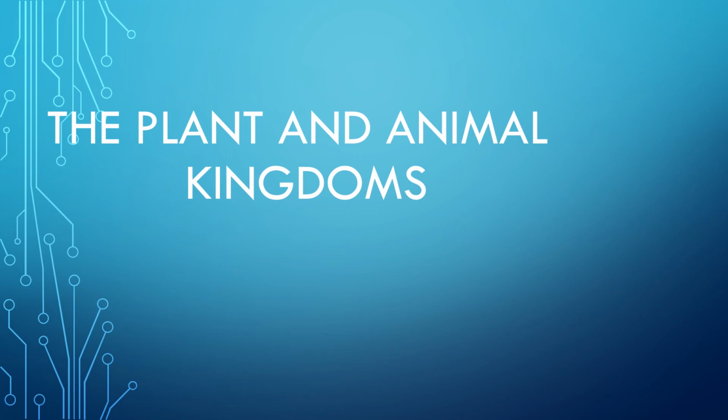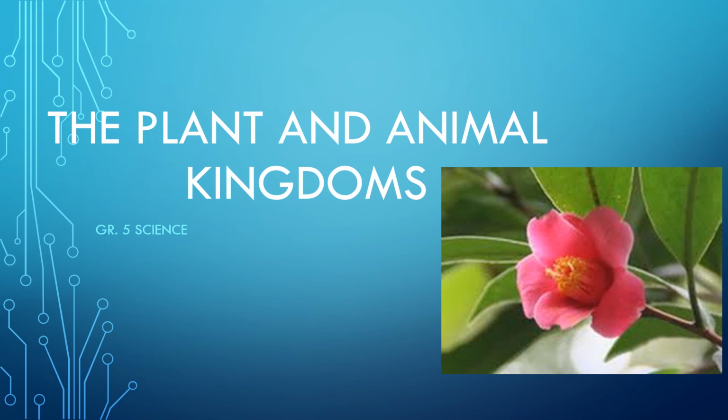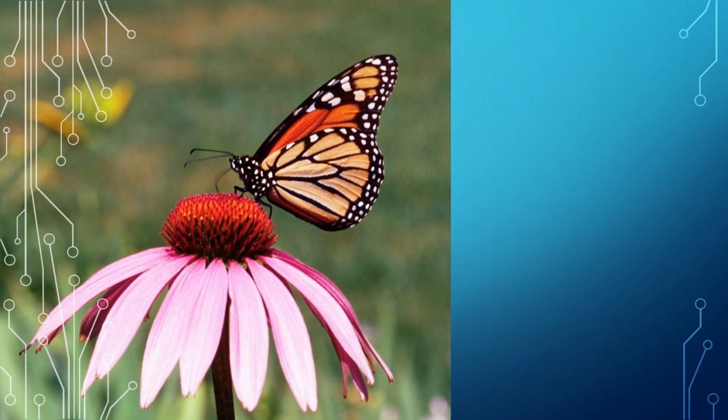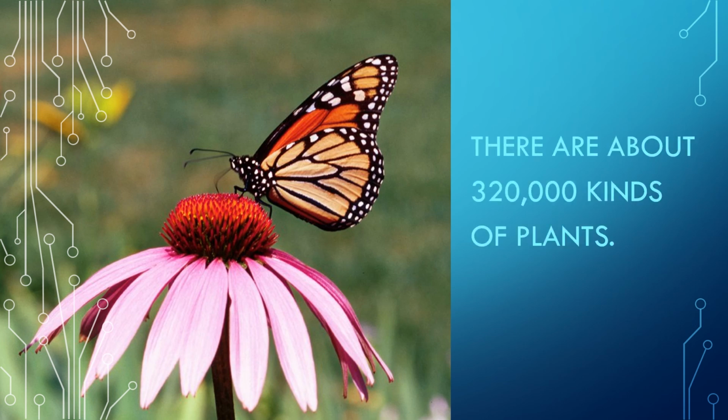In today's video, we're going to talk about two of the six kingdoms: the plant and the animal kingdom. There are about 320,000 different types of plants. Of course, there are more types of animals than plants. We talked about that in the previous video.